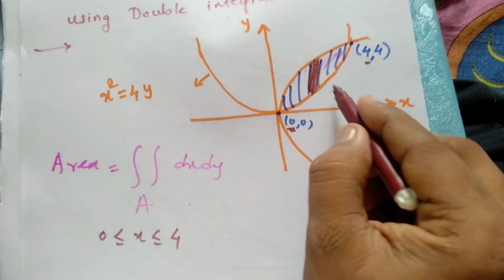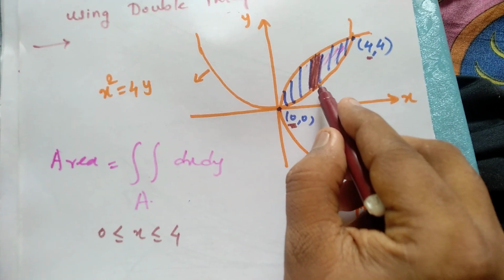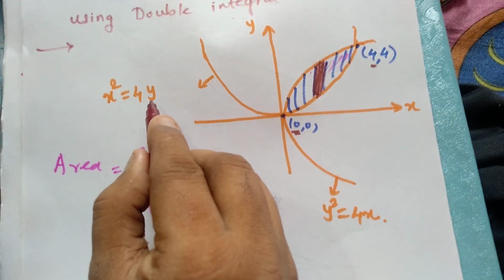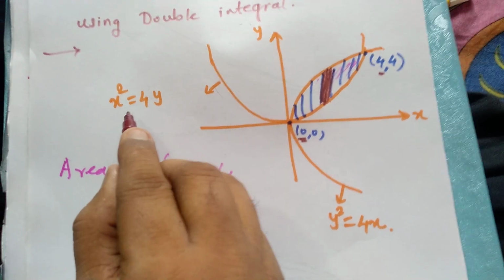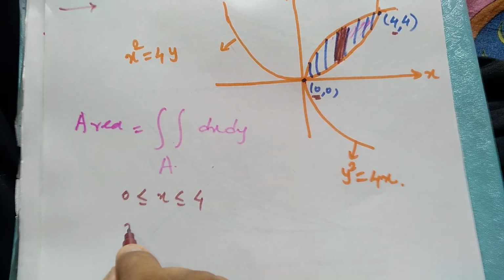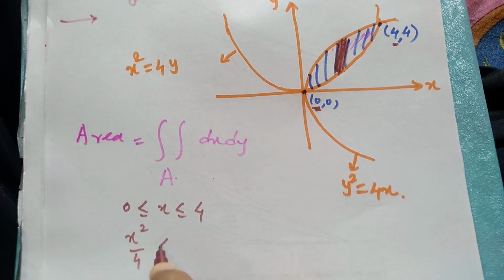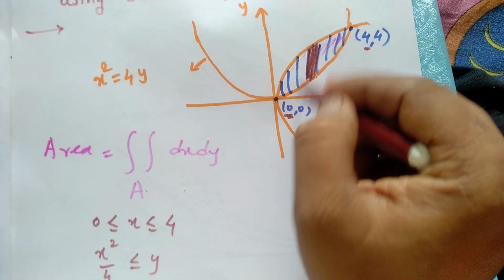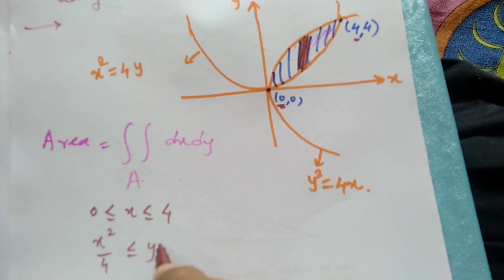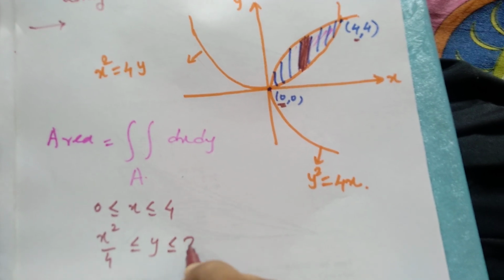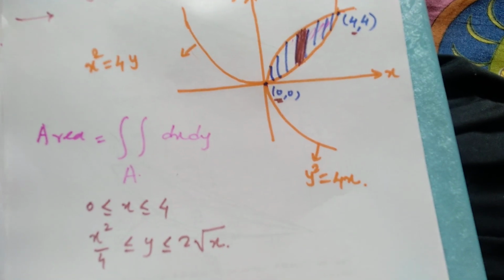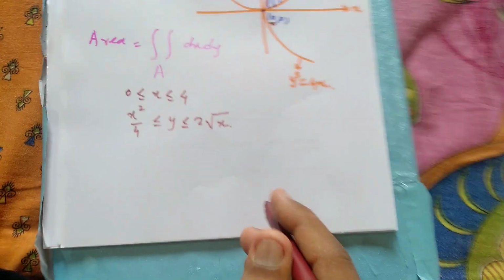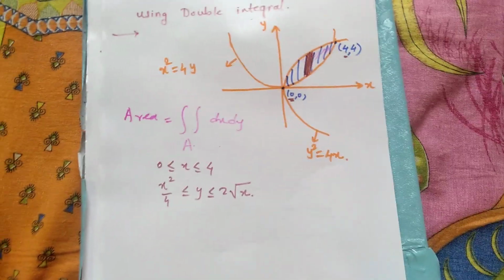And this strip, if you observe, at the lower end, touches this parabola. So find the value of y from this curve, which is x square upon 4. So that is the lower limit for the y coordinate. And this strip at the upper end touches this parabola. So the value of y from this is 2 root x. These are your limits of integration. This we have already discussed.